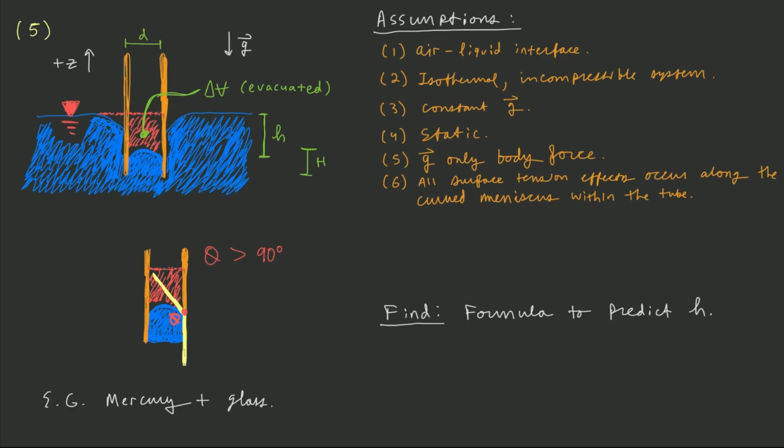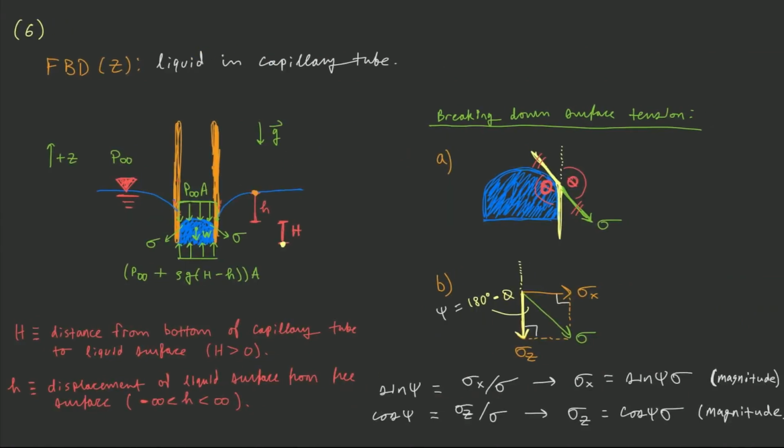It's just the angle between the curvature of the meniscus and the capillary tube wall. Here you can see theta, or that contact angle, is greater than 90 degrees in this case. And we would see this, as I mentioned, with a heavy metal and glass like mercury or something of that sort. So again, the formula to find h is the goal here, and we will begin that on the next slide.